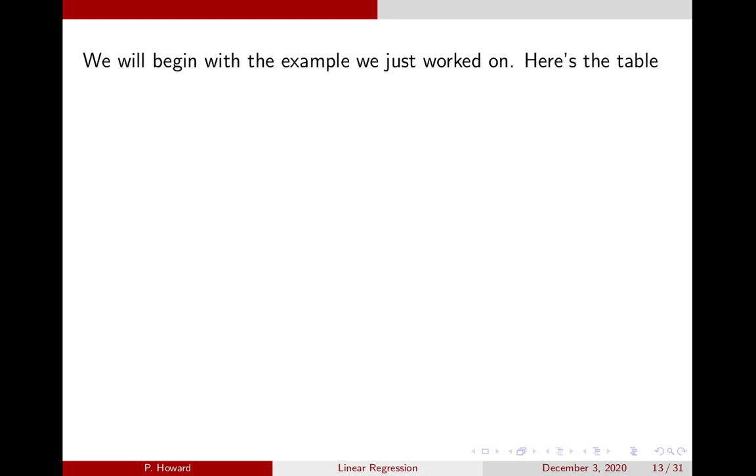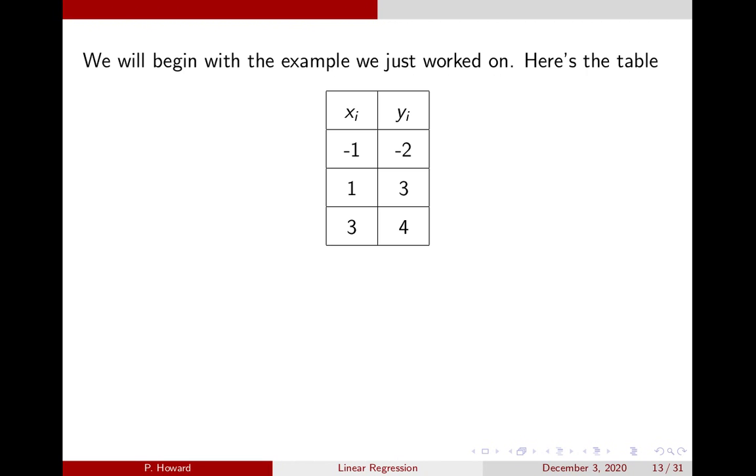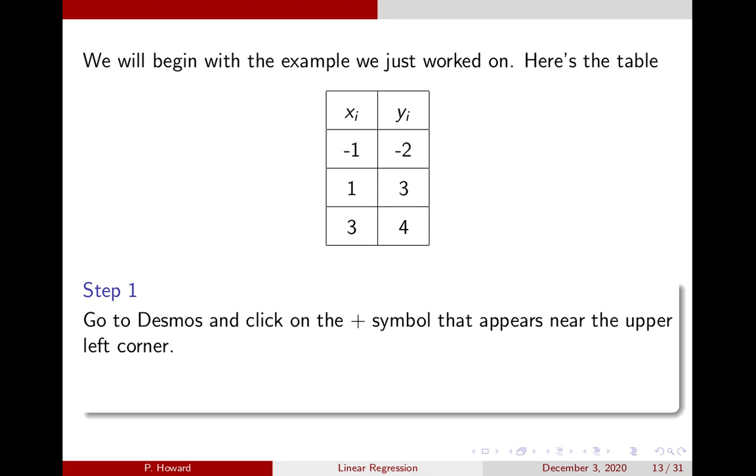So let's go back to our 3 points. Minus 1, minus 2, 1, 3, and 3, 4. Here I have put them in a table, as we've done in several previous examples. And now step 1 for finding the linear function with the smallest sum of the squared deviations.